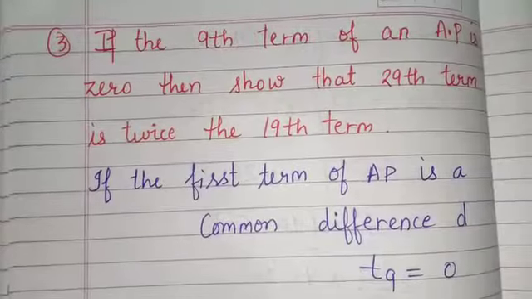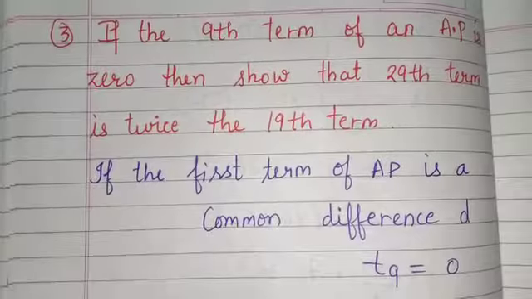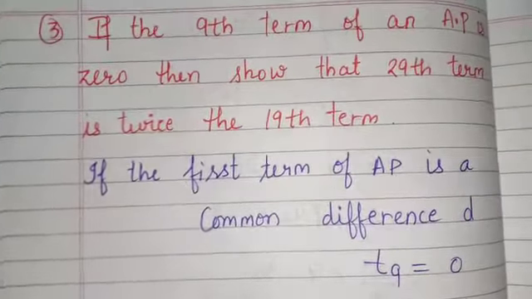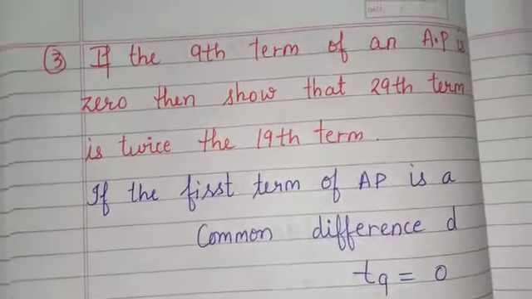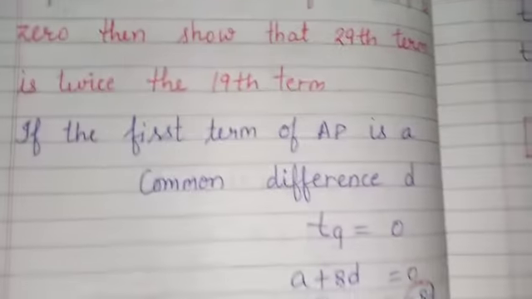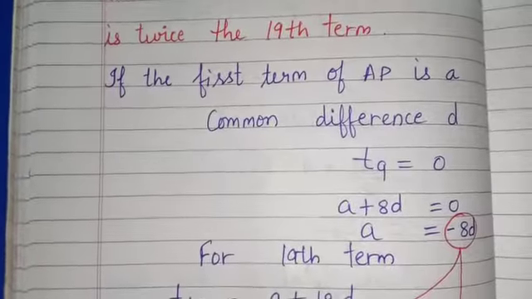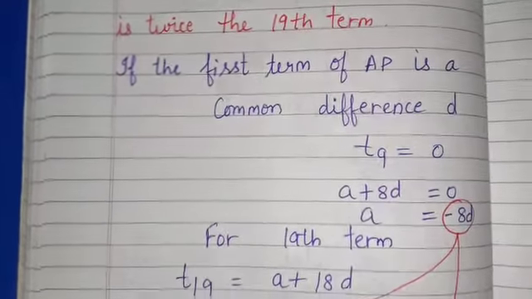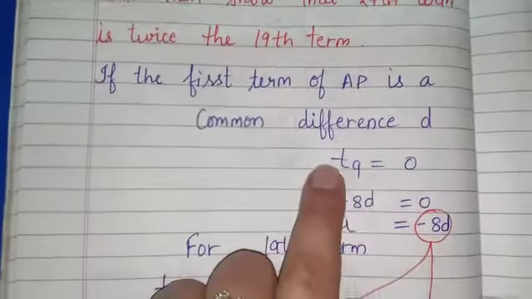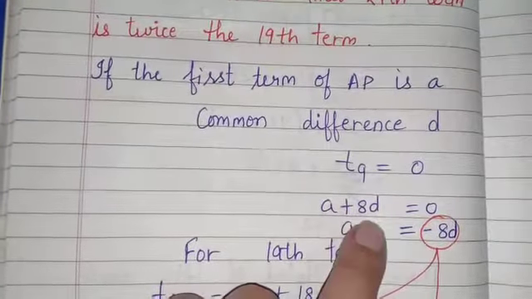See, if the 9th term of an AP is 0, then show that the 29th term is twice the 19th term, right? You have to prove that the 29th term is twice the 19th term. And it is already given the 9th term of an AP is 0, right? So as we always take, let the first term of an AP be A and the common difference be D. Given that T9 is equal to 0, right? T9 means what? The 9th term is A plus 8D.